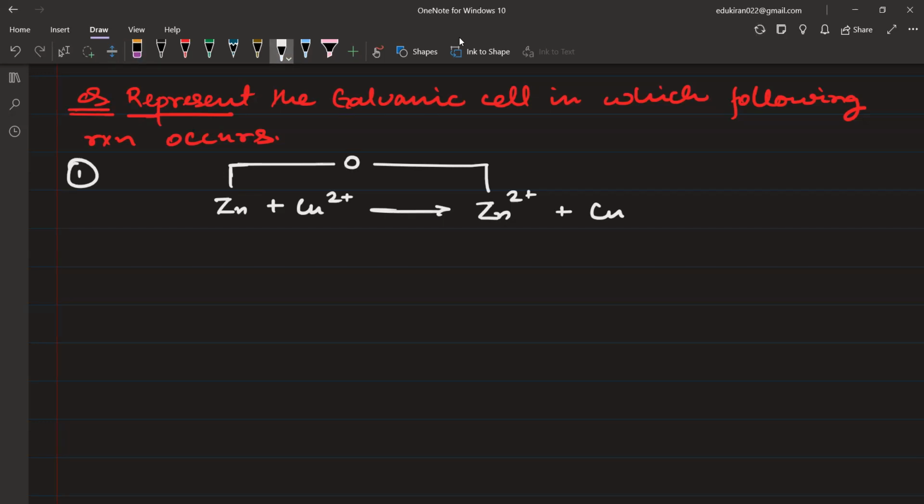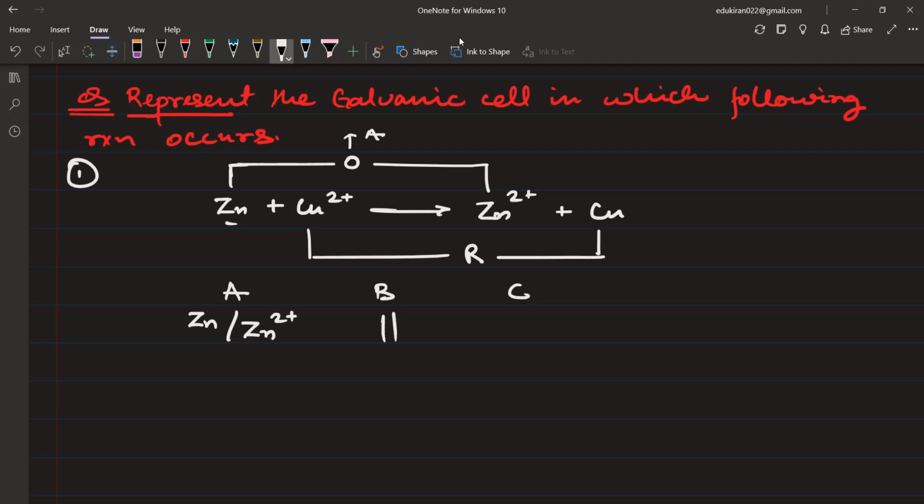That means it is going to be the anode. And here, reduction is happening, right? So we'll write ABC: oxidation means anode and reduction means cathode. So in the anode, what is happening? Zinc is getting converted to zinc 2 positive. So you just write zinc getting converted to zinc 2 positive.